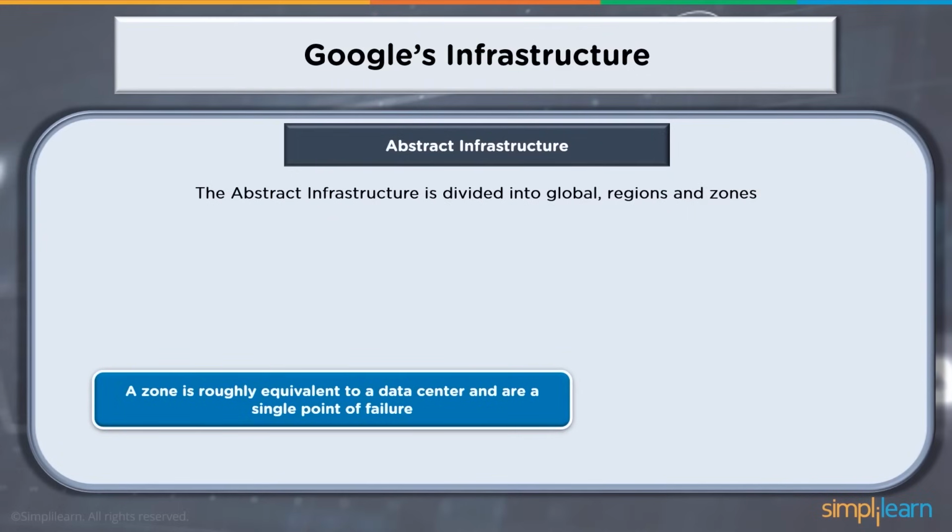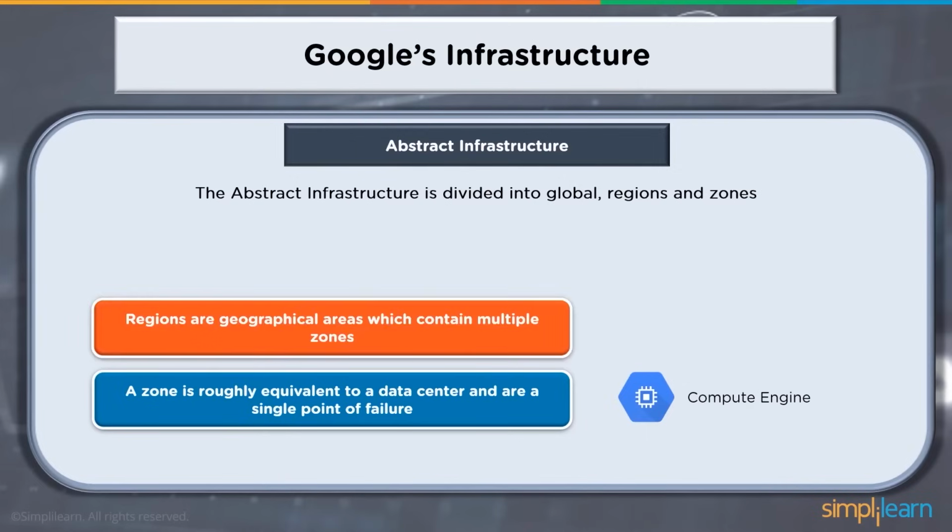When we talk about a zone, a zone is roughly equivalent to a data center and a single point of failure. So you could say Compute Engine is a zonal resource. You have regions, which are geographical areas that contain multiple zones, so you could have a region for US Central or Europe Central, Europe West, and so on. Within a region, you would have one or multiple zones, and zones basically allow high availability of resources.